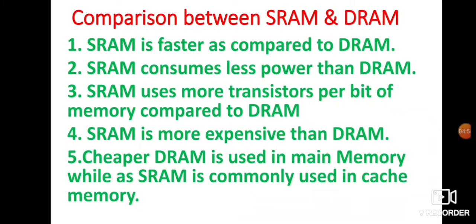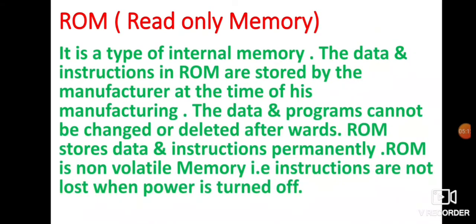So their primary memory. When we use primary memory, some part of it is used in main memory, some part of it is used in cache memory. So the cheaper DRAM is used in main memory, and the more expensive SRAM is used in cache memory. Now we will discuss another type of primary memory, that is ROM, read only memory.